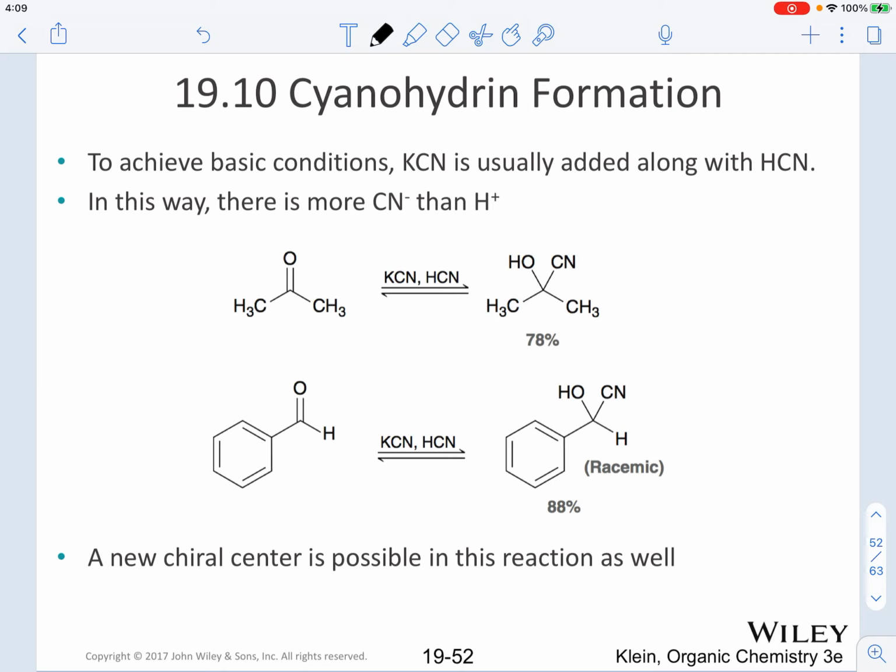hydrocyanic acid. Now, understand that a new chiral center is possible in this reaction as well. So always pay attention depending on the molecule that you're starting with. If it's going to form a racemic mixture, it is always going to depend on what you start with. If it's an aldehyde or a ketone, and after the incorporation of these groups, if we're going to have 4 different groups attached to the carbon atom.